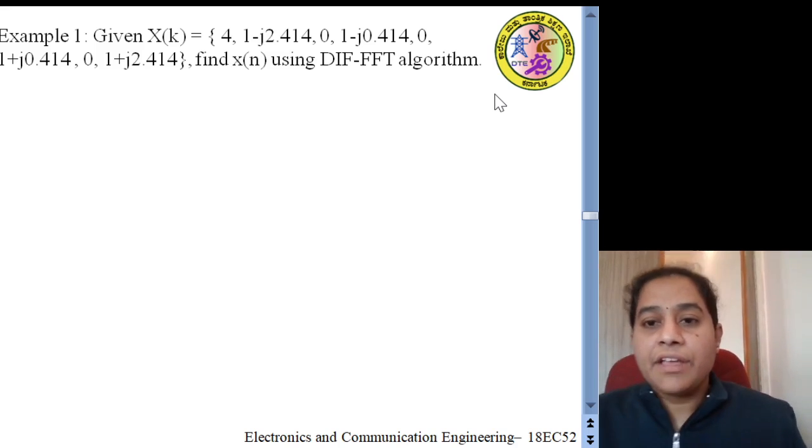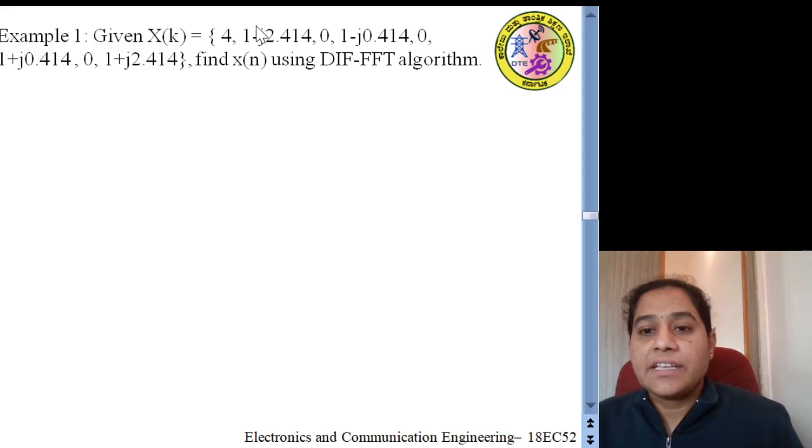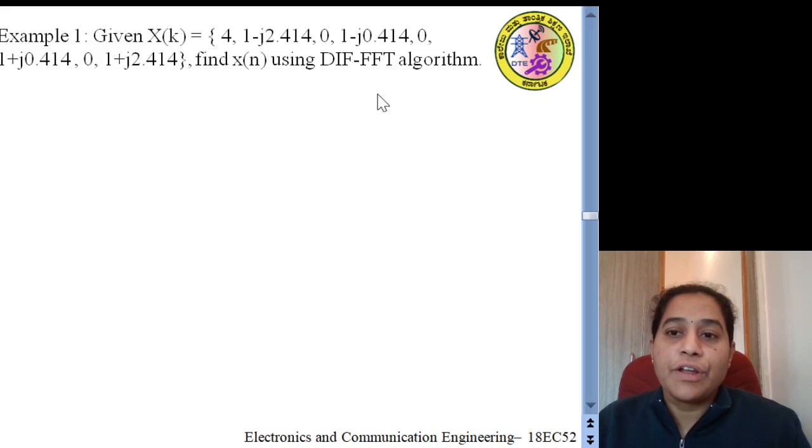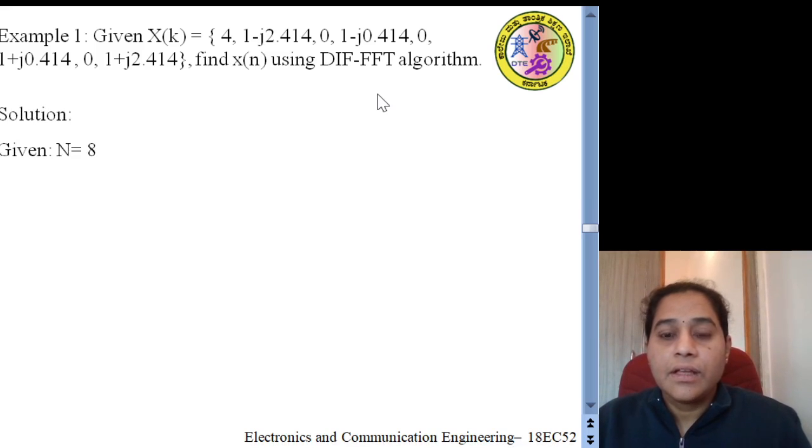So they have given the DFT as X of k equal to 4, 1 minus j 2.414, 0, 1 minus j 0.414, 0, 1 plus j 0.414, 0, 1 plus j 2.414, and we have to find our x of n using the DIF-FFT algorithm. So to solve this, it is 8-point samples they have given.